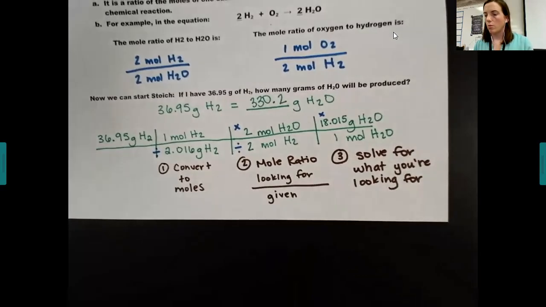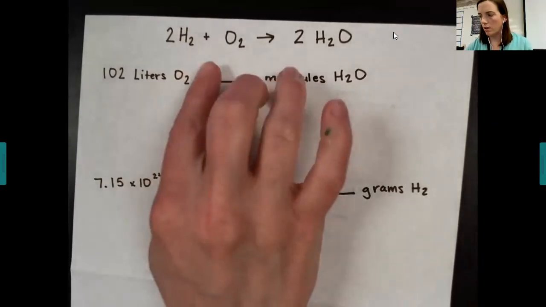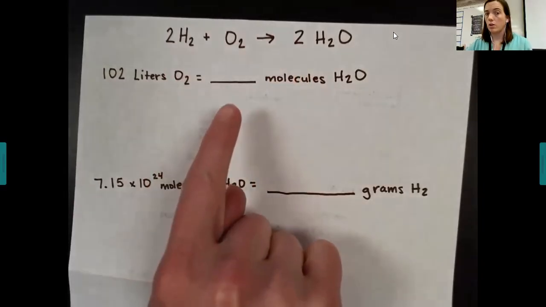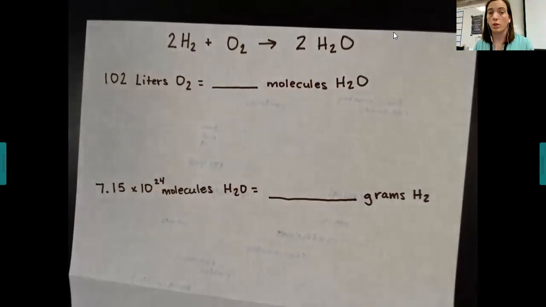So what I want you to do is take your notes and flip to the back. Here's the recipe, the equation for water. Now I want you to go ahead and write these 2 down. We're going to do 2 more stoichiometry problems together, just to make sure that we're on the right track, because this will give us a good foundation for tomorrow. So go ahead and write these 2 down.